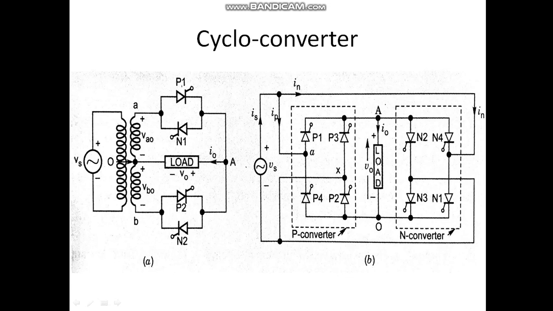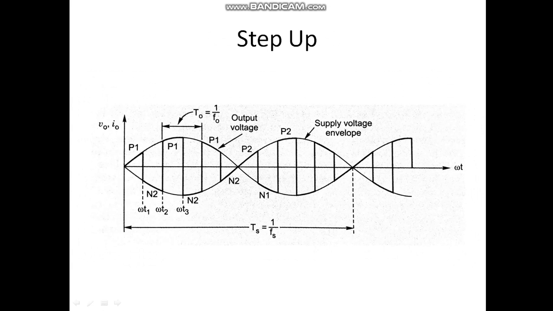So the terminal which was positive previously will become negative, and the terminal which was negative previously will become positive, meaning reverse like this. Again P2 is conducting, N1 is conducting. Again P2 is conducting, N1 is conducting. So this is how we can increase the frequency. Are you getting it?